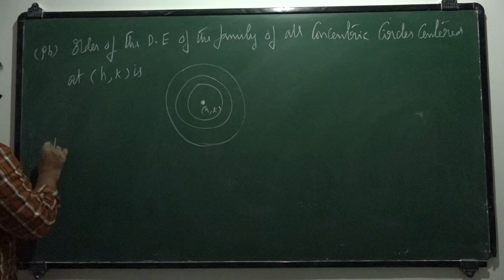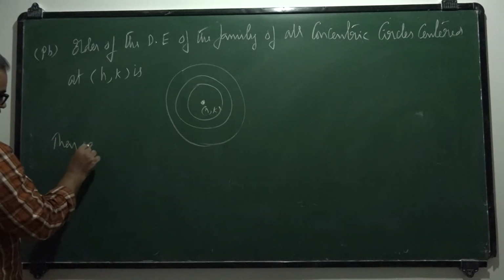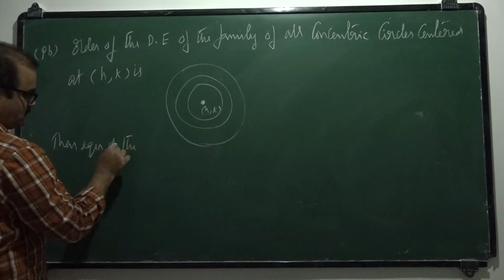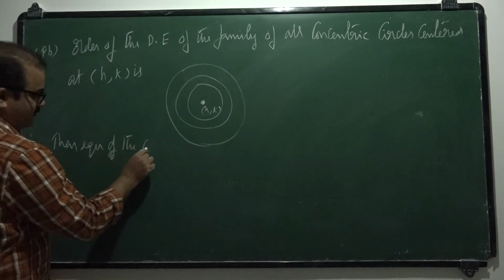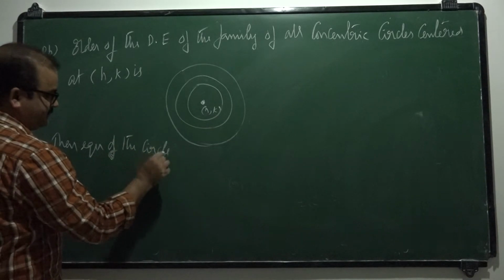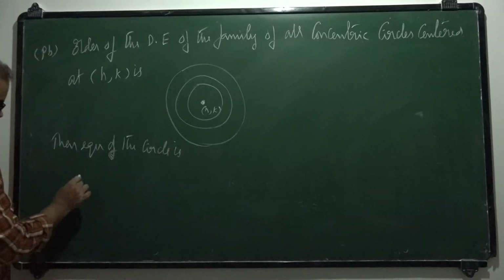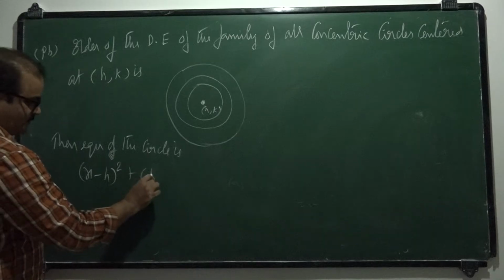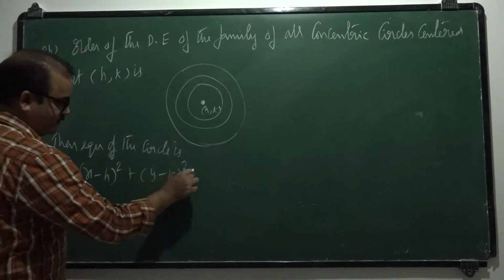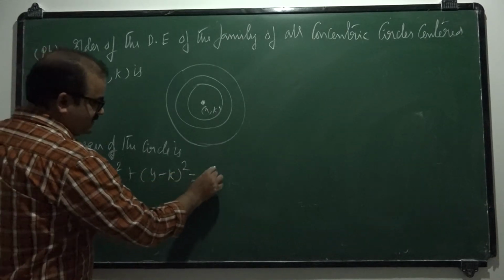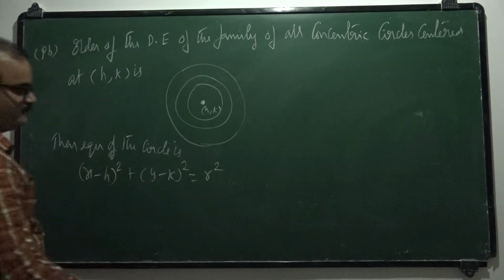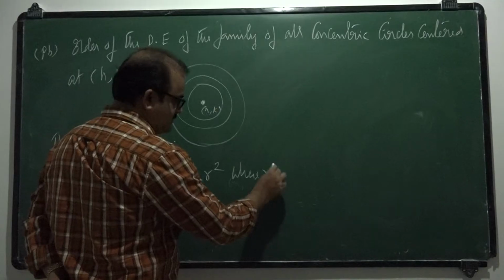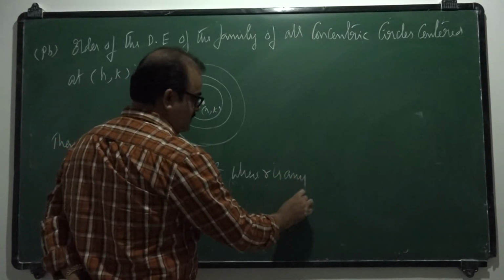Then the equation of the circle is (x minus h) whole square plus (y minus k) whole square is equal to r square, where r is any constant.